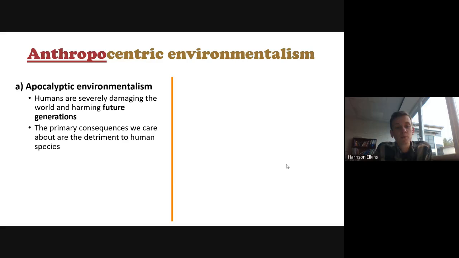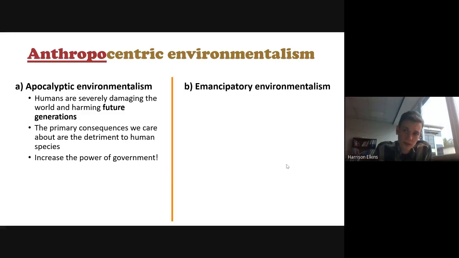So the primary consequence we care about here is that humans are really going to suffer from this. And so what we need to do is increase the governmental power and regulations in order to keep our world a good place for future generations. So parts of this aren't necessarily bad. It's just the focus is on us as a human race.